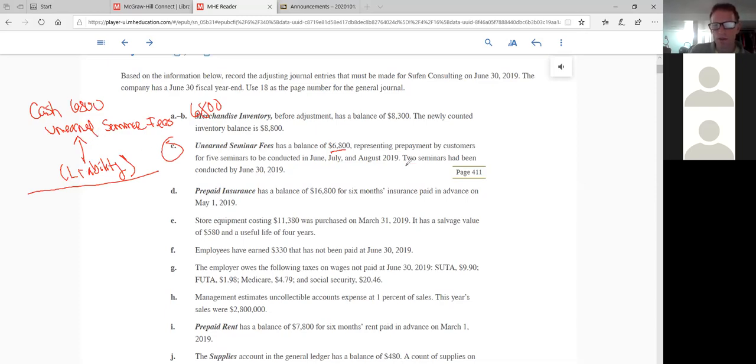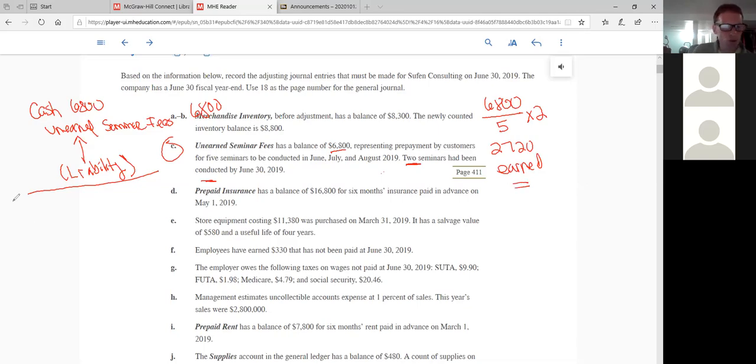So in this problem, it says 2 seminars have been conducted. Just to do the calculation, if you take 6,800 and divide that by 5, that's essentially your fee for each seminar. Then it says that we've earned 2 of these, so you simply multiply that by 2. If you do that, I came up with 2,720. That's what you have earned.